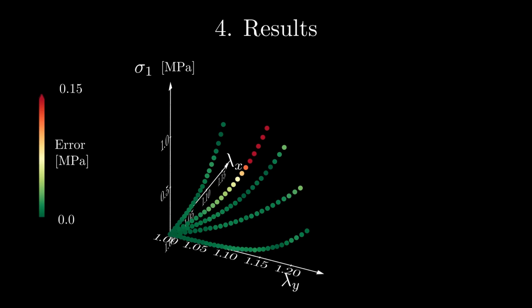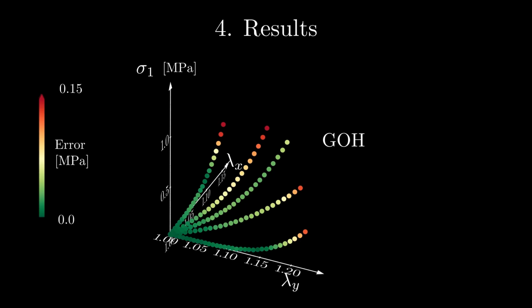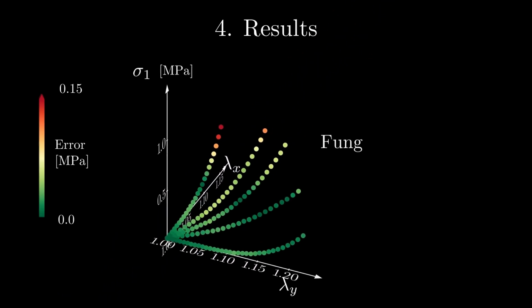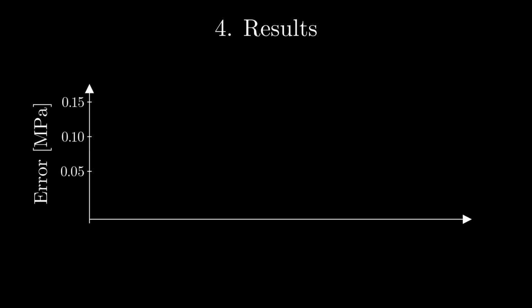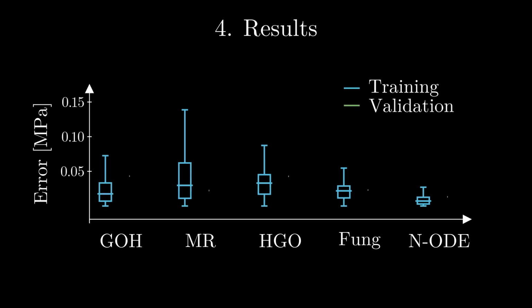We perform the same procedure for 4 widely used closed-form models, which are GOH, Mooney-Rivlin, SGO, and Fung. The neural ODE has by far the lowest training errors, as well as the lowest validation errors.